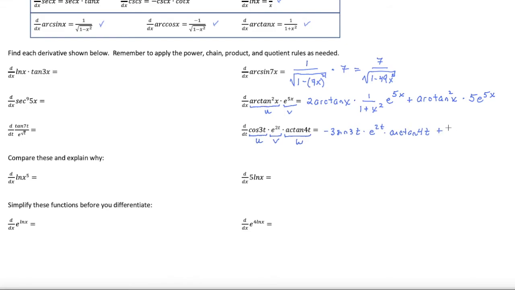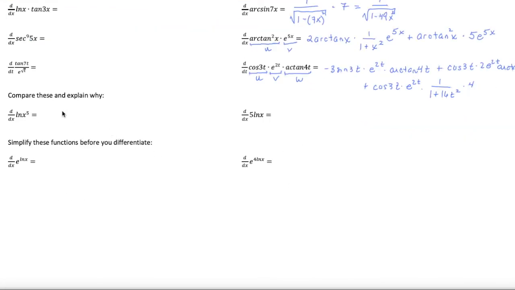plus, and then here's u, and then here's v prime, and then there's w, plus, and then here's u, and then there's v, and here comes w's derivative. 1 over 1 plus 16t squared, that's 4t all being squared, times the derivative of 4t, which is 4. All right, I hope that made some sense.